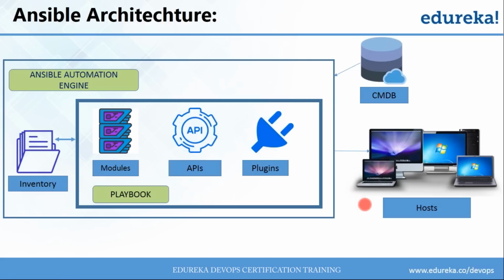And finally, I have this host machine that is connected via SSH, and these host machines could be either Windows or Linux or any kind of machines. Also let me tell you that it's not always needed to use SSH for connection. You can use any kind of network authentication protocol. You can use Kerberos, and also you can use the connection plugins as well. So this is fairly a very simple Ansible architecture.